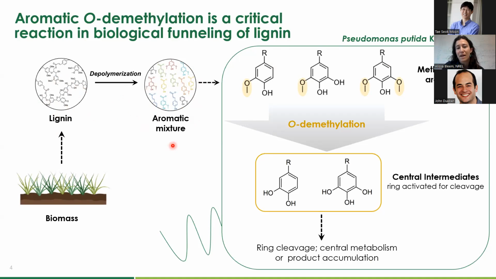And a lot of these aromatics have O-methoxy groups, like these shown here. So typically in lignin, you'll get different groups that have 1, 2, or 3 substituents, and the methoxy group can be on 1 or 2 of these. And in order to biologically funnel these compounds in Pseudomonas putida, what we have to do is O-demethylate these groups to intermediates like protocatechuate or gallate type acids, because only these compounds can be ring cleaved and then funneled to central metabolism or to other products. So this O-demethylation step is really critical for being able to valorize lignin biologically.